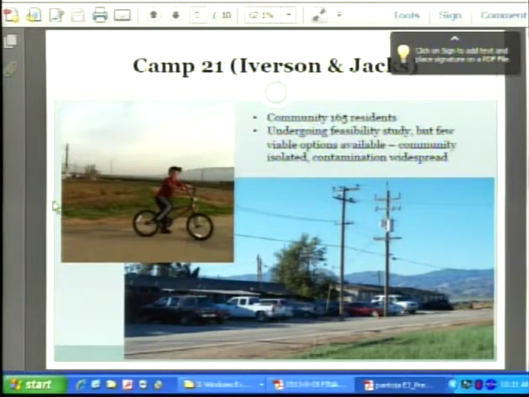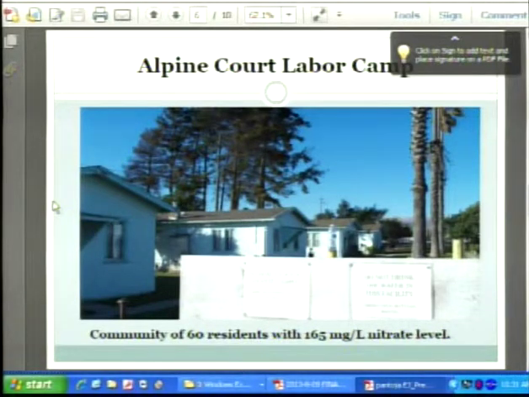Camp 21, labor camp. So I'm going to speed up since we have time. Alpine Court labor camp, another one with either no interim source, really high contaminants, can't use a point of entry or point of use device because they're above 120.